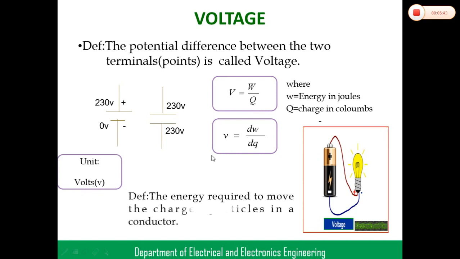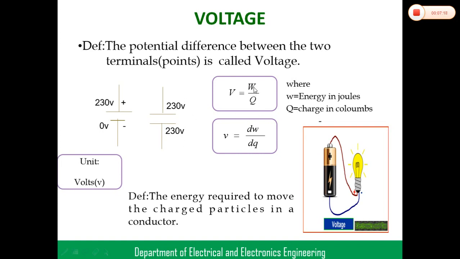So we can define voltage in another manner also from this formula. Here W is nothing but energy, and Q is nothing but charge. I already said that when there is some potential difference between two points, then only the current passes through the devices. Here also I mentioned the same: the energy required to move the charged particles in a conductor is called voltage.